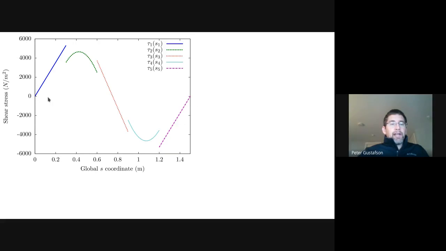Still zero at the edges. It's still traction free at the edges. It's still anti-symmetric, so it's still zero in the middle. But you get these discrete jumps in theory-predicted shear stress at those corner locations.